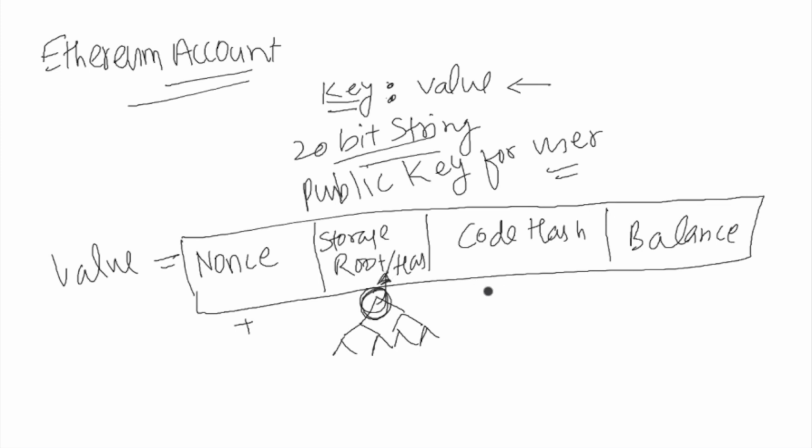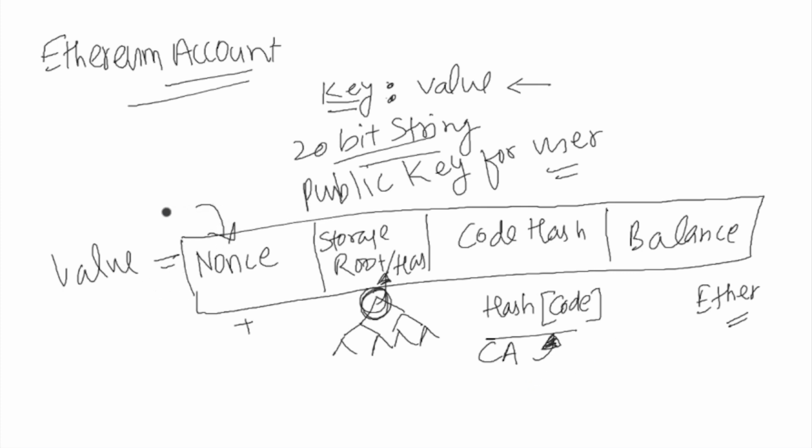Now the code hash is the hash of the code of a smart contract. So only in the contract account is this value saved. The balance will be saved in ether for an account. This nonce will provide the number of transactions sent from that particular account.